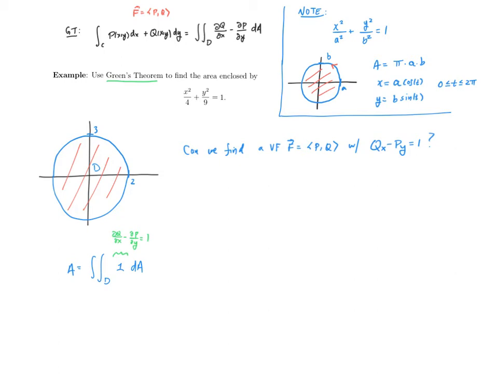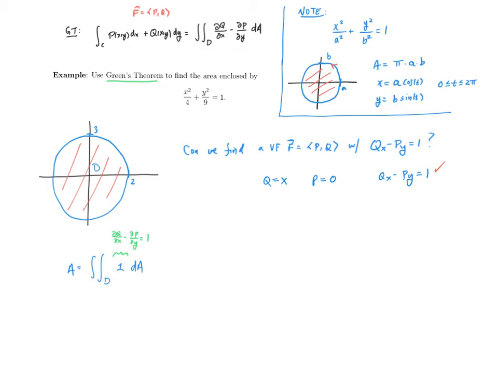And the answer is yes, we can in fact find infinitely many such vector fields. So it really turns out to just be a matter of picking one conveniently. For example, I could make qx equal 1 and py equal to 0. So if we allow q to be x, that would make qx equal to 1. And if we set p equal to 0, just to make it as simple as possible, then of course qx minus py is equal to 1. And this is a choice that works.